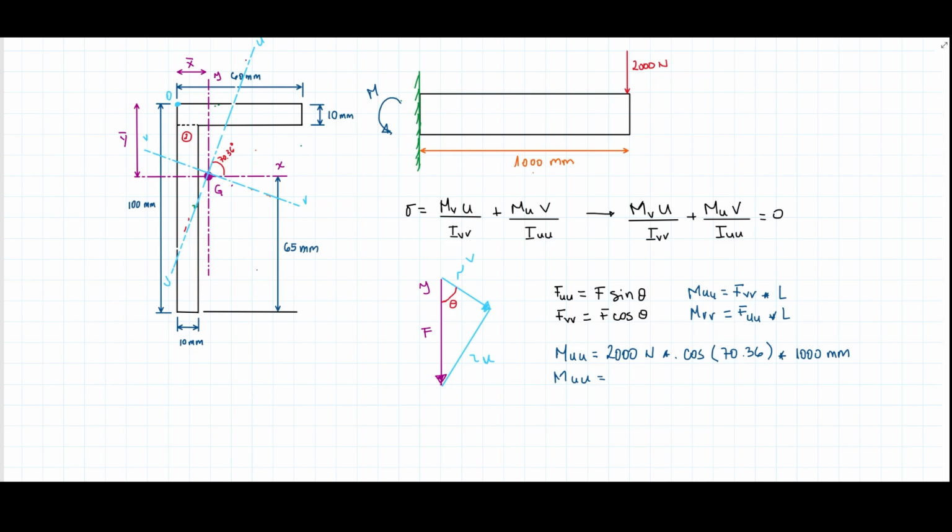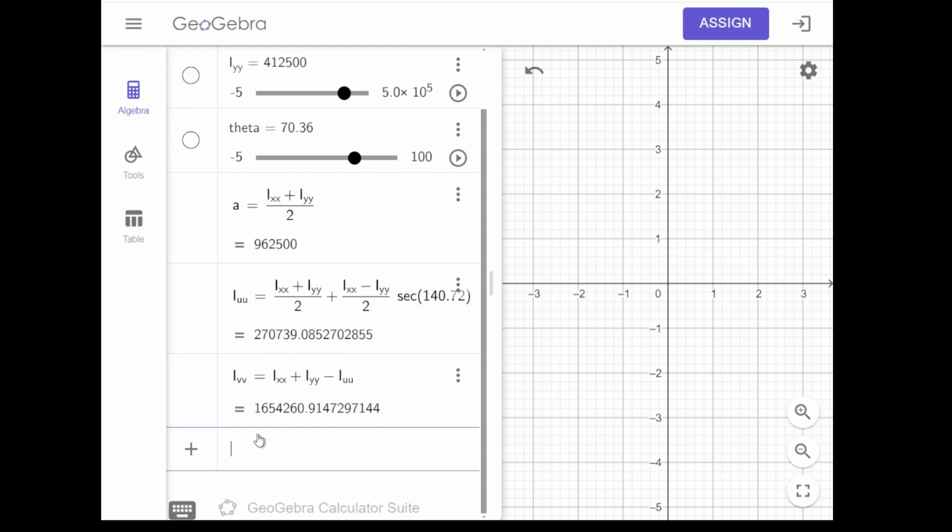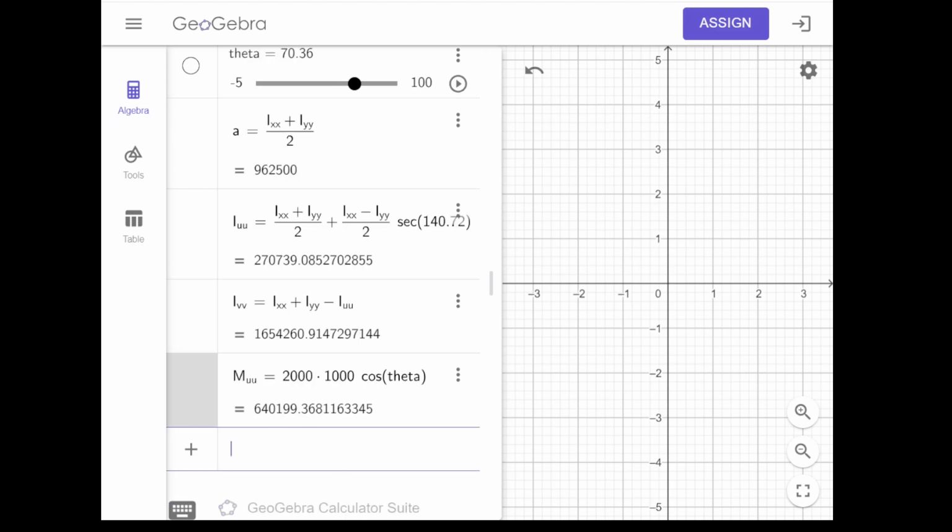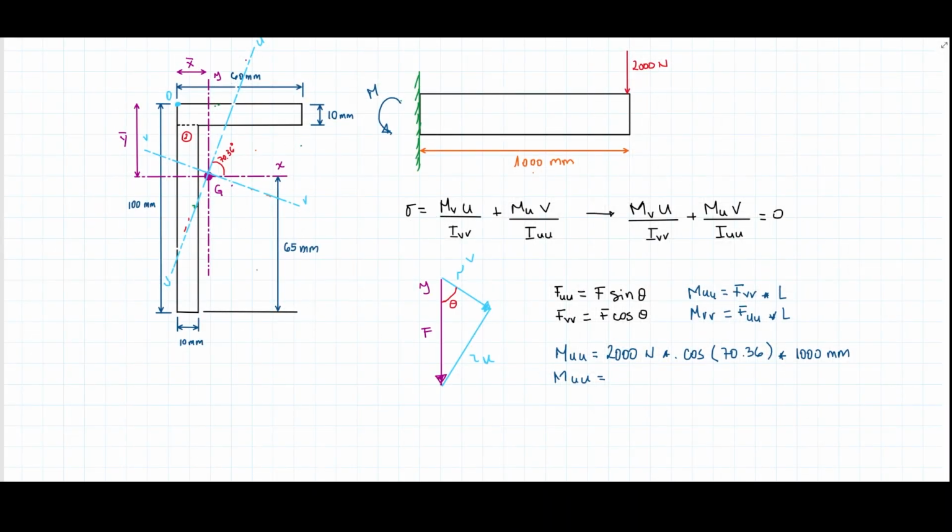And let's go to GeoGebra to calculate it. Let's continue here. So MUU is going to be equal to 2000 times 1000 times cosine of theta. There it is. So this one, I'm going to go back to OneNote, and that's going to be equal to 640199.4. Yeah, let's keep it like that. And this is in newtons millimeter.